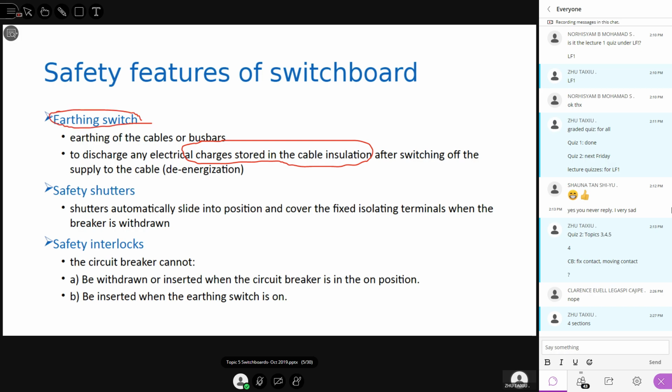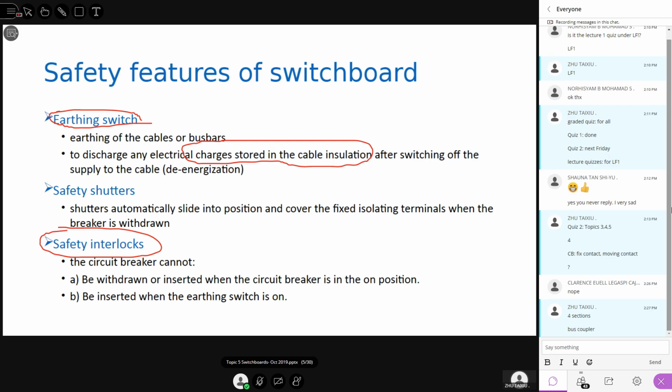The other one is the safety interlocks. Now, this one is different from the bus coupler. Remember, I wrote down here. Remember the bus coupler also has safety interlocks, right? Remember the 3 circuit breakers cannot be on at the same time. But this safety interlock is different. This safety interlock is for the circuit breaker only.